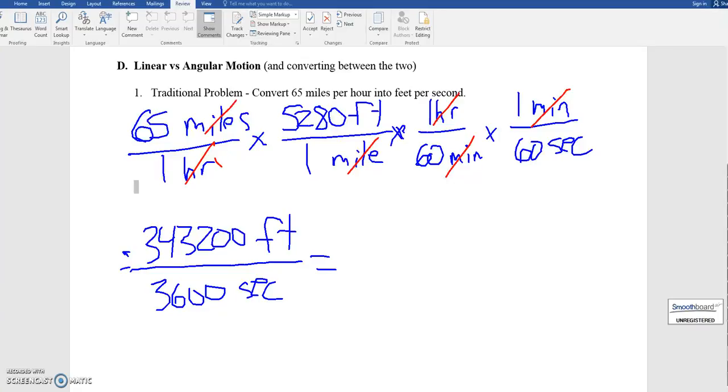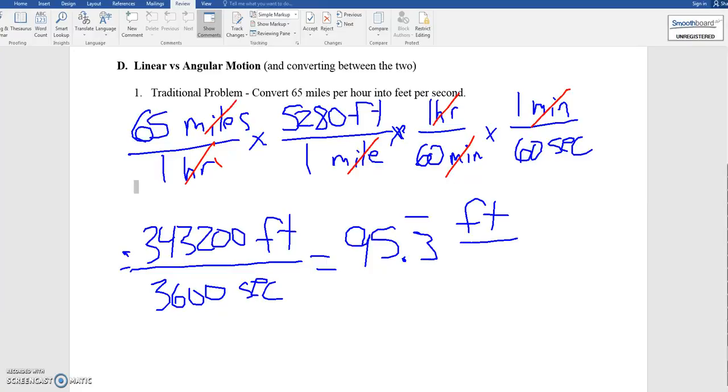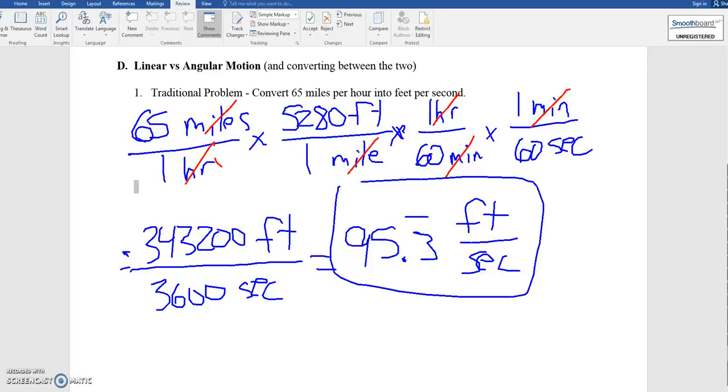Technically, I've kind of solved the question here just by doing that. But I want to simplify that a little bit more. I just want one number. So I'm actually going to divide those two. When I do that, I get 95.3 repeating. And my units for that would be feet per second. And that technically is the answer that I'm looking for in this question. In my mind, that's a little bit of review. We definitely will be doing some of those as practice, but hopefully that is something you remember doing in other classes.